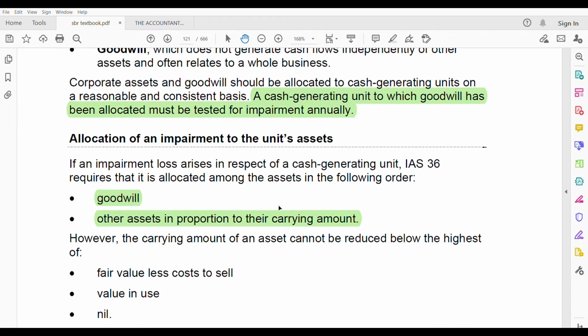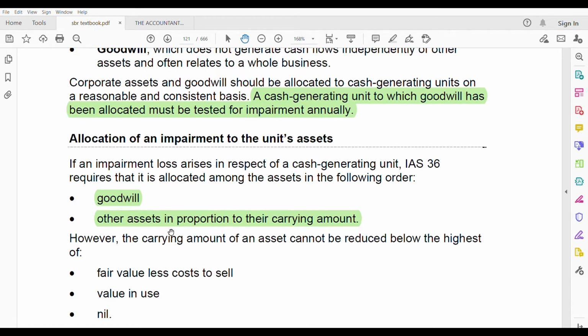Let's say there are three assets. Whatever their proportion is to the total carrying amount, that is the amount you need to allocate for the impairment loss against the other assets. But first is always goodwill. When it is a cash generating unit, you need to remember this order.